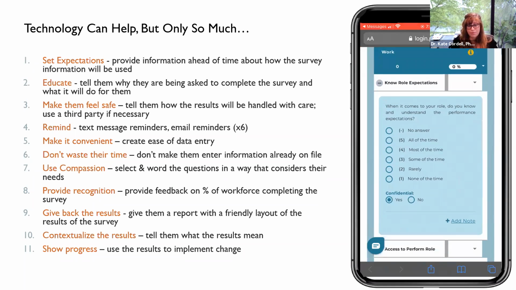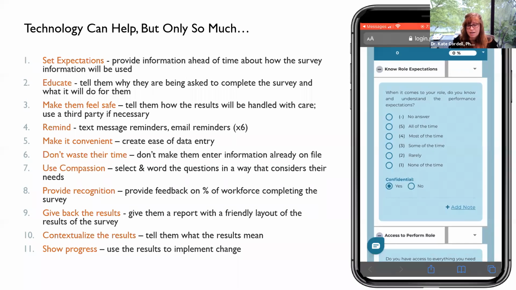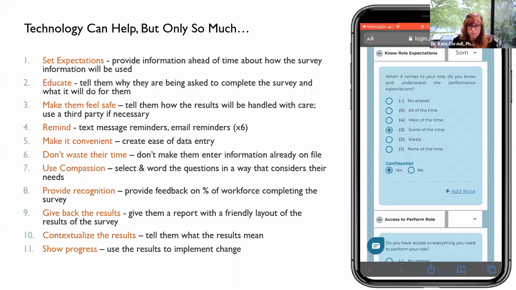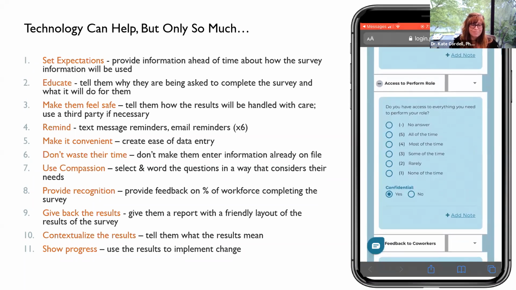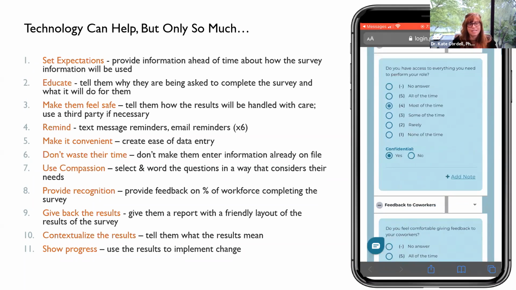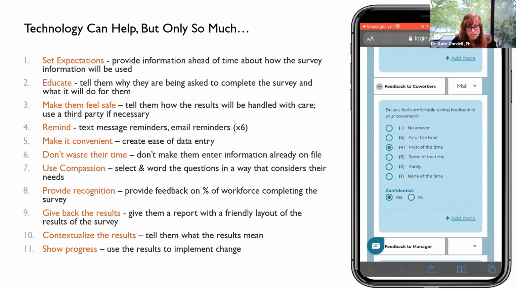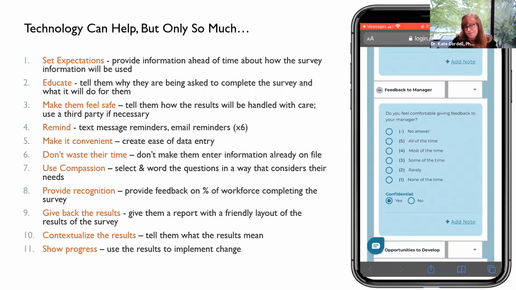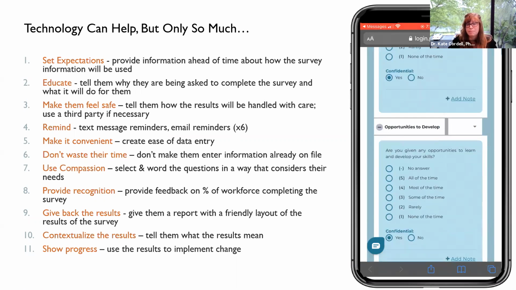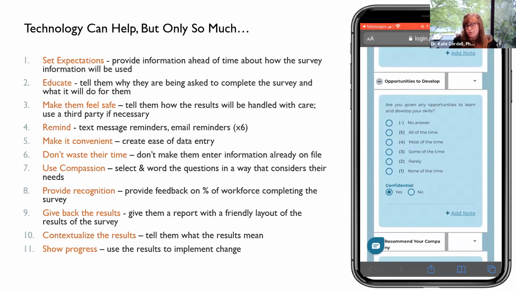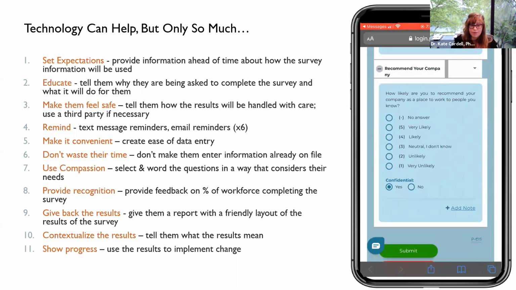And then provide recognition back on how many folks completed it, because of course there's always that herd mentality: if 90% answered, I was one of the 10% who didn't, I guess I'll answer it next time. But give back the results. After you have the pulse survey, let them know how many people felt like they had an opportunity to develop in their organization. What was that percentage? Don't just keep that information hidden.